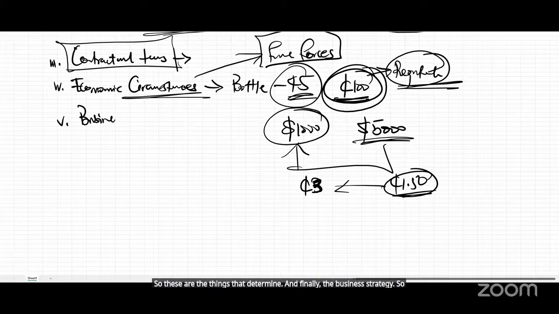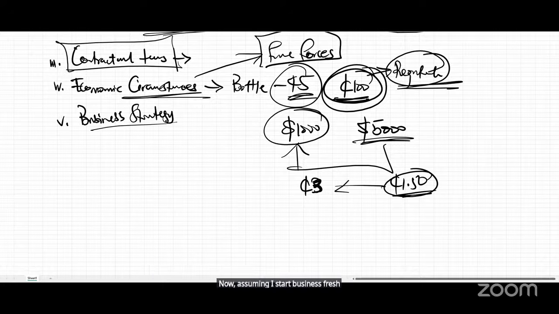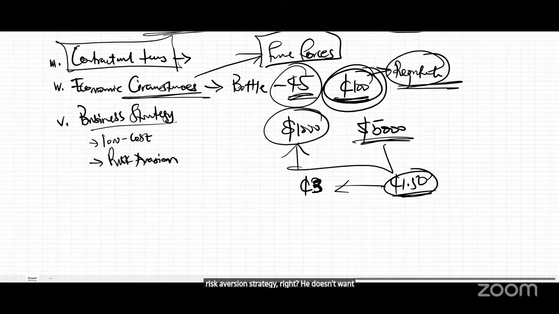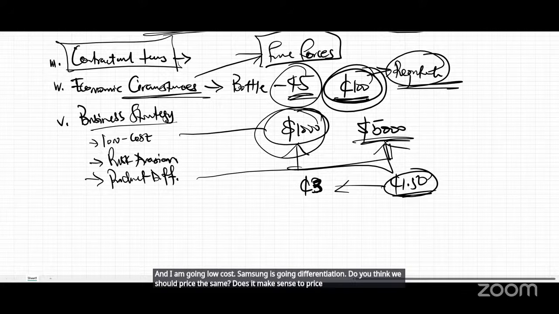So let me ask you guys this question, right? Assuming I start business fresh and I want to go with low cost, or what we call cost leadership. And Samsung has been in the system already. He wants to do maybe a risk aversion strategy, or maybe he wants to go with a product differentiation strategy. Charge higher prices because Samsung is unique. And I am going low cost. Samsung is going differentiation. Do you think we should price the same?